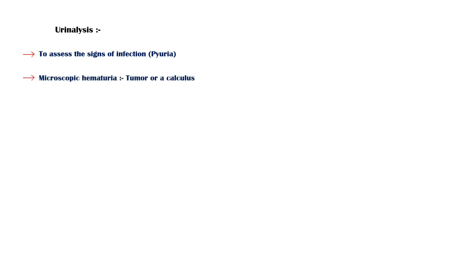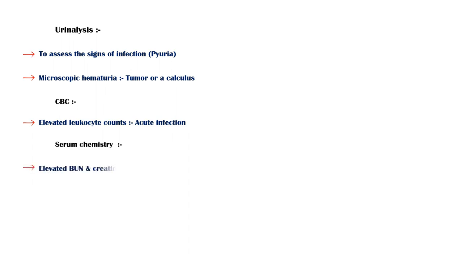Urinalysis is also useful in assessing the signs of infection, which can manifest as significant pyuria. Microscopic hematuria may suggest the presence of a calculus or a tumor. Complete blood count will indicate elevated leukocyte counts in acute infection, and serum chemistry will show elevated blood urea nitrogen and creatinine. Finally, a bit about the treatment.